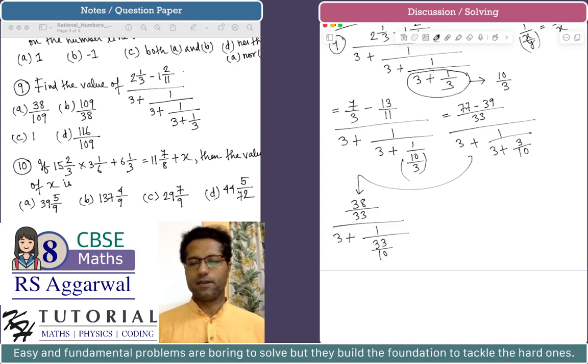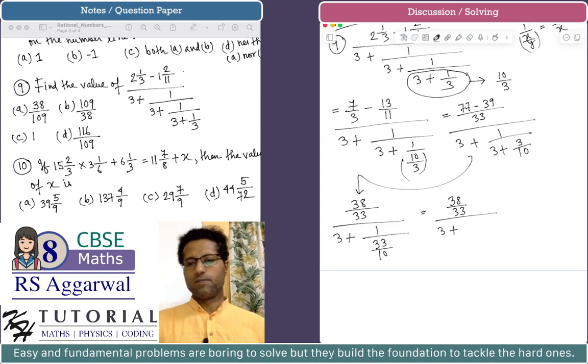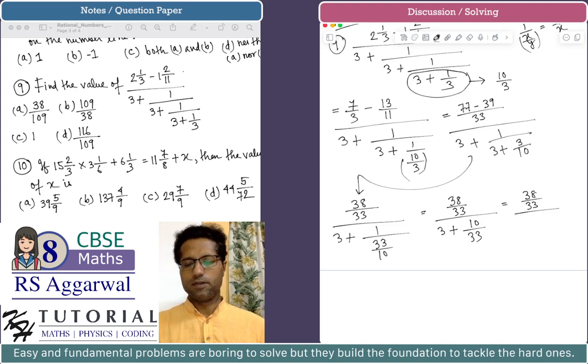3 plus 3 by 10 is 33 by 10. So this is equal to 38 by 33 divided by 3 plus 1 by 33 by 10, which means the reciprocal of 33 by 10, which is 10 by 33. So this is equal to 38 by 33. Now if we simplify, 3 plus 10 by 3, that is 99. 99 plus 10, that is 100 by 33.